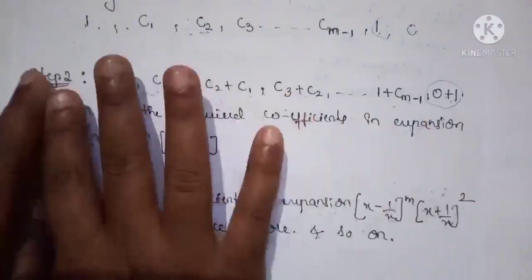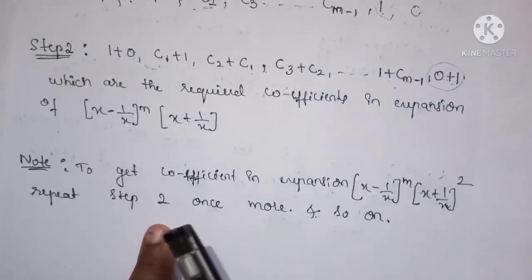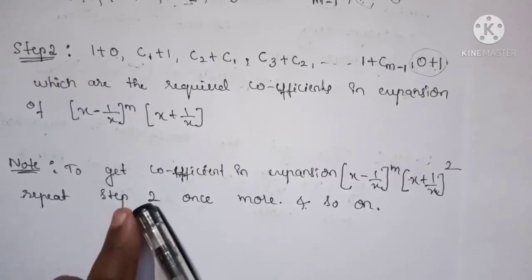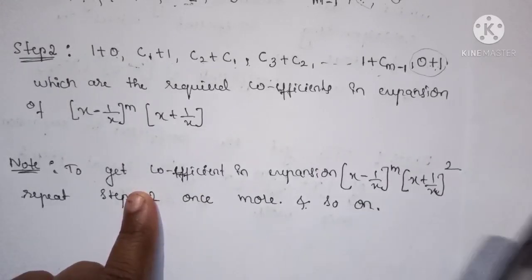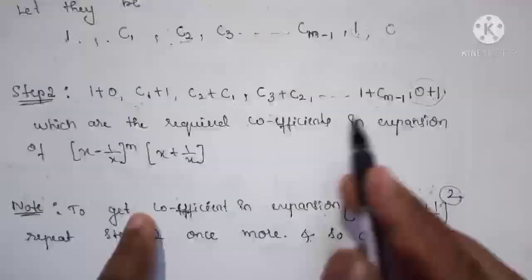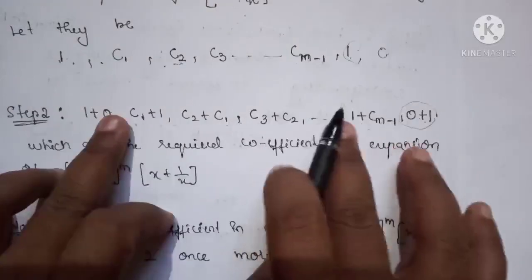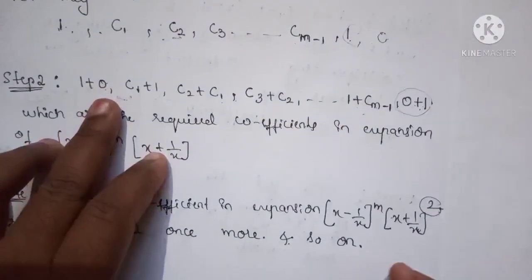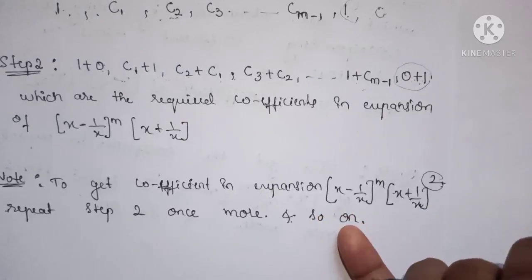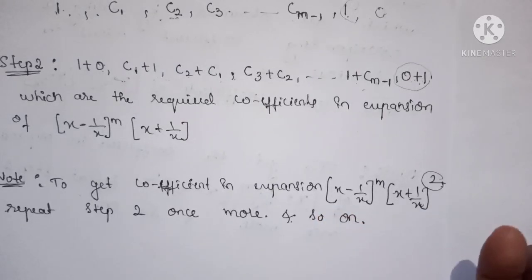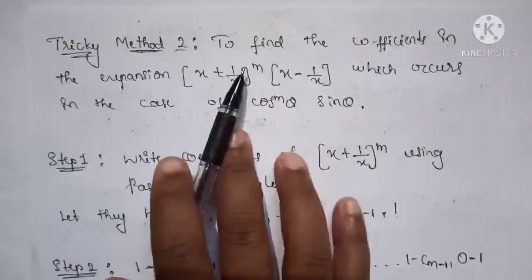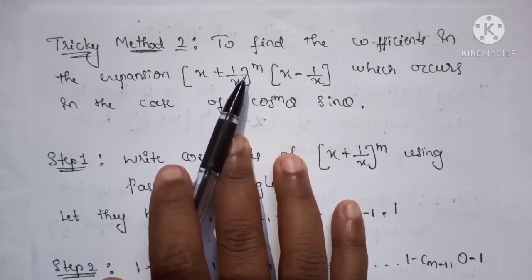If the power is 2, then we repeat this step once again. So according to the power we repeat this step. If the power is 1 we repeat only once, if the power is 2 we repeat it twice, if the power is 3 we repeat it thrice, and so on. Okay, next tricky method 2, same as you did in tricky method 1.